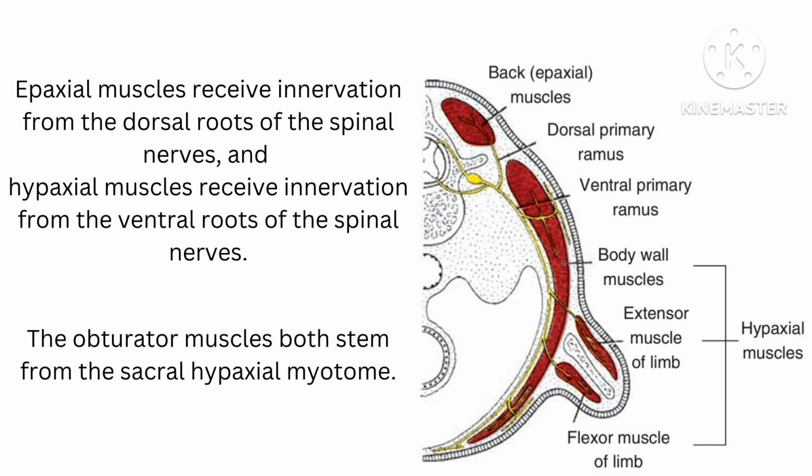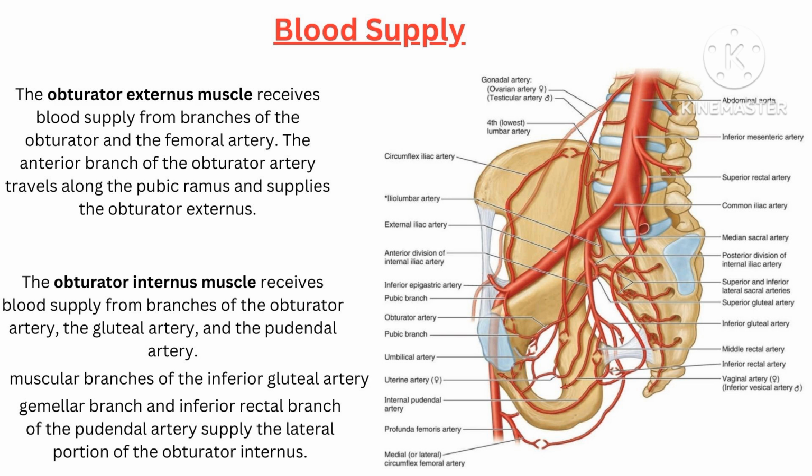Epaxial muscles receive innervation from the dorsal roots of the spinal nerves, and hypaxial muscles receive innervation from the ventral roots of the spinal nerves. The obturator muscles both stem from the sacral hypaxial myotome. Unlike cardiac and smooth muscle, skeletal muscle is unique since it is under voluntary control by the organism. Myogenesis of skeletal muscle requires coordination with the lateral plate mesoderm, which gives rise to the neural, vascular, and connective tissue of the extremities.